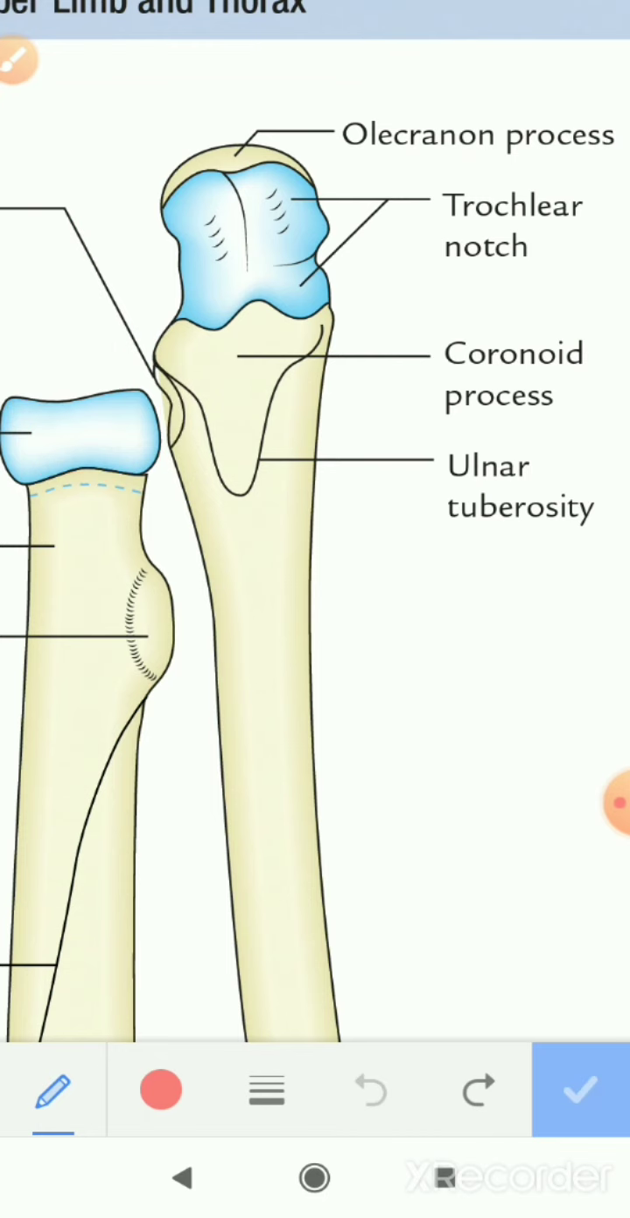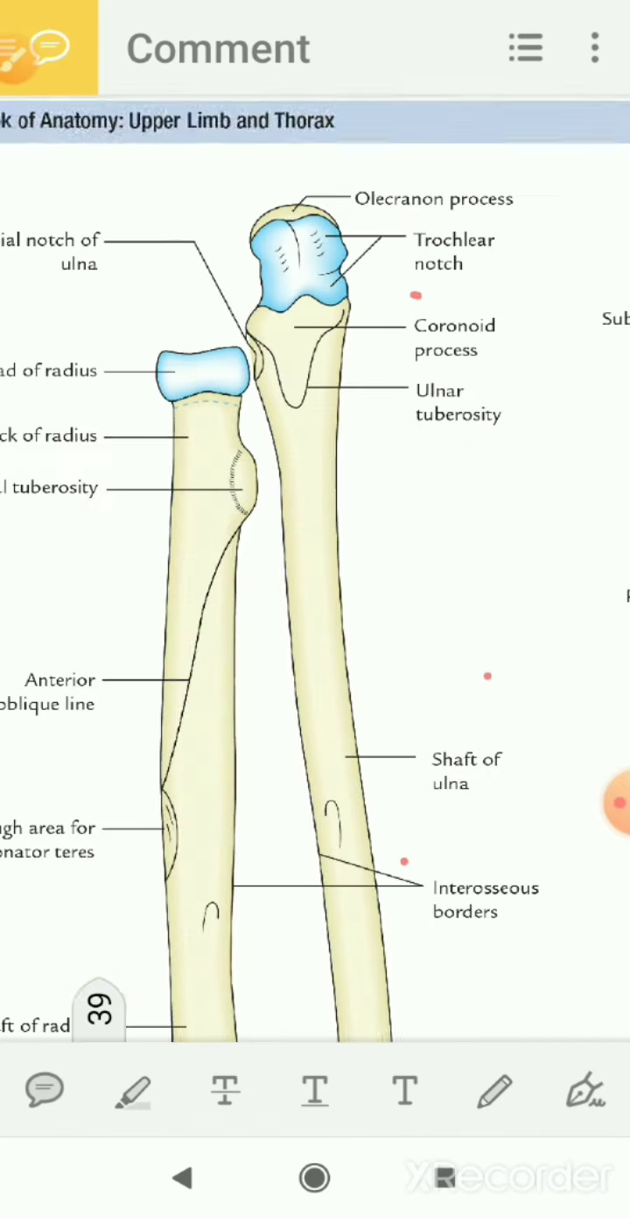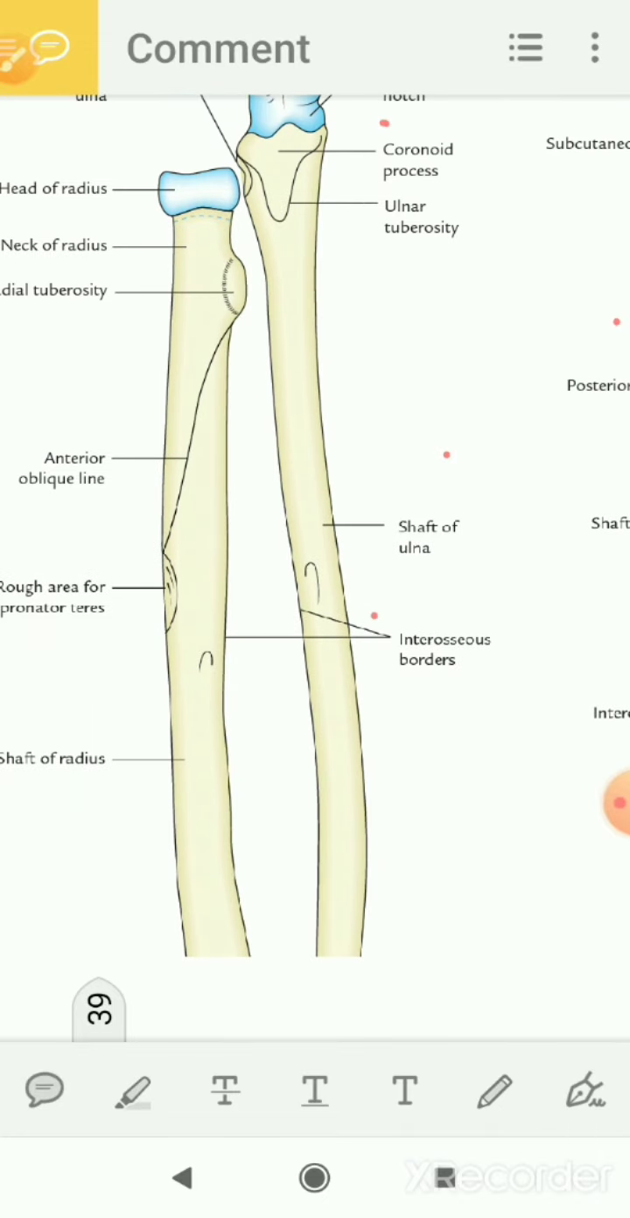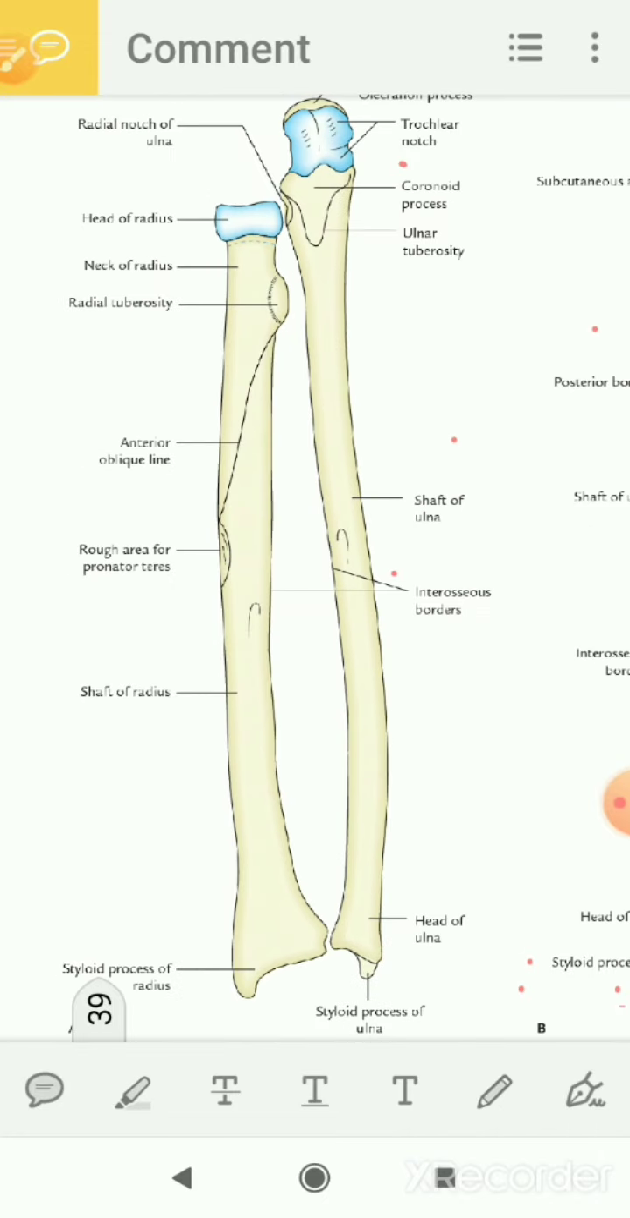Now come to the shaft. This is the shaft of the ulna. In the shaft there are 3 borders and 3 surfaces. What are the borders? The 3 borders are the anterior border, posterior border and lateral border. The anterior border starts from the medial side of the ulnar tuberosity and ends at the base of the styloid process.